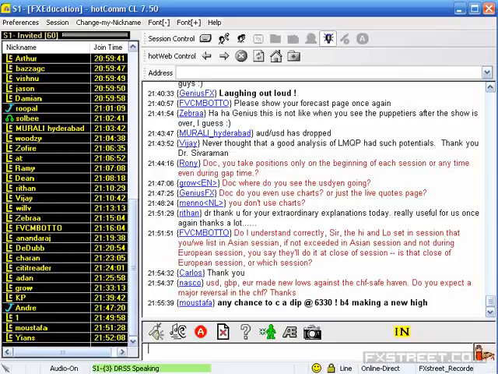Do I understand correctly that the high and the low set in the Asian session are not exceeded in the Asian session and not during the European session? You say that they do it at the close of the session. Is that the close of the European session? No, today, because of the trend reversal time, they made an extended upward stop around 12:30 GMT. Otherwise, they don't do it.